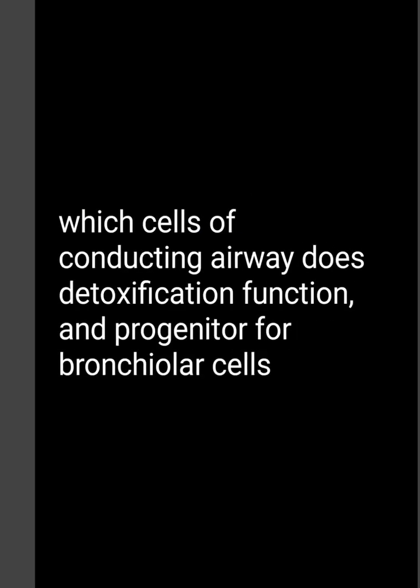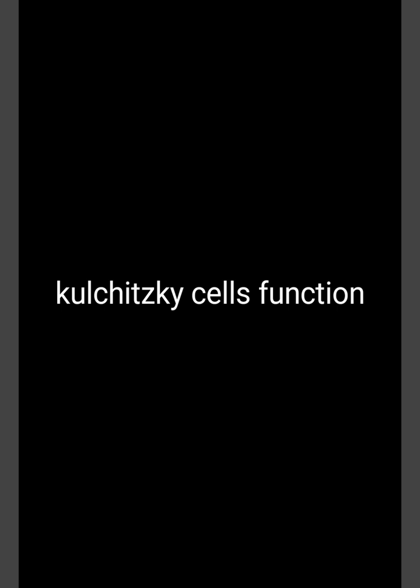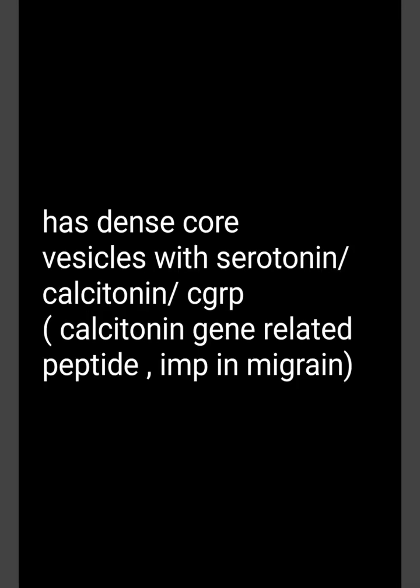Basal cells. Which cells of the conducting airway do detoxification function and act as progenitors for bronchiolar cells? Clara club cells. Kulchitsky cells function: they have dense core vesicles with serotonin, calcitonin, CGRP. Calcitonin gene-related peptide is important in migraine.